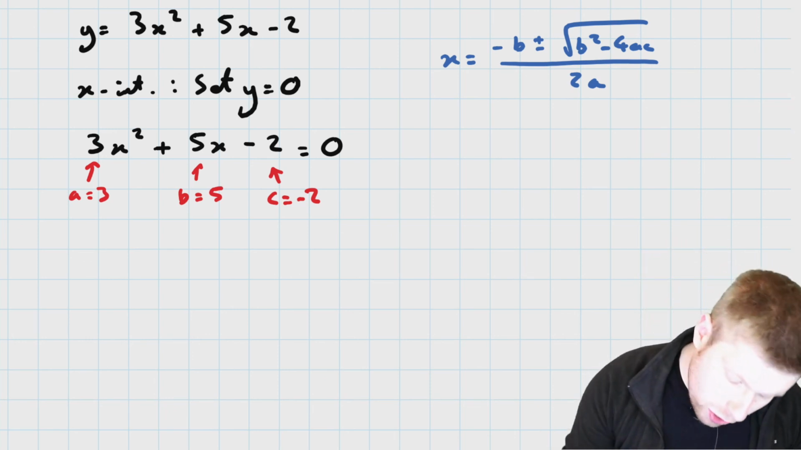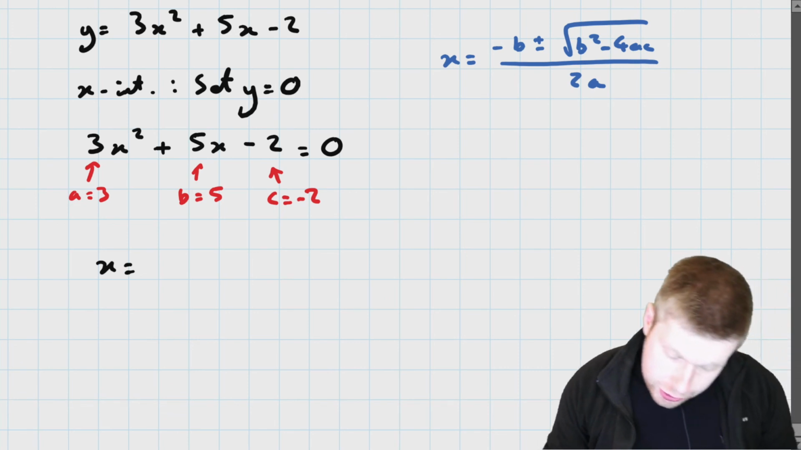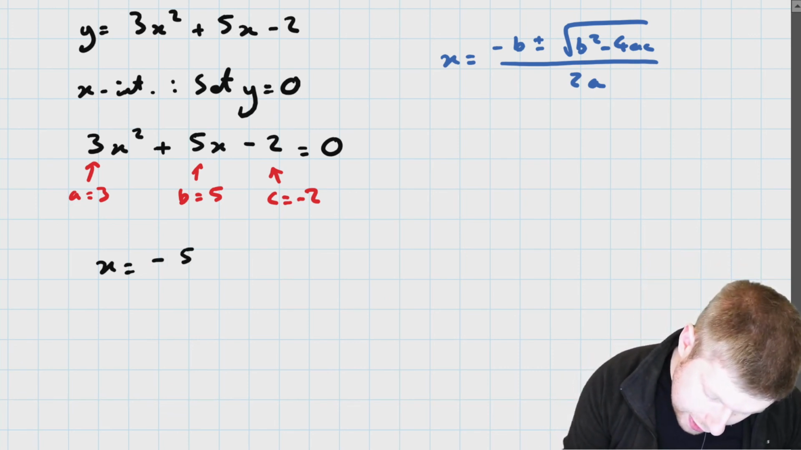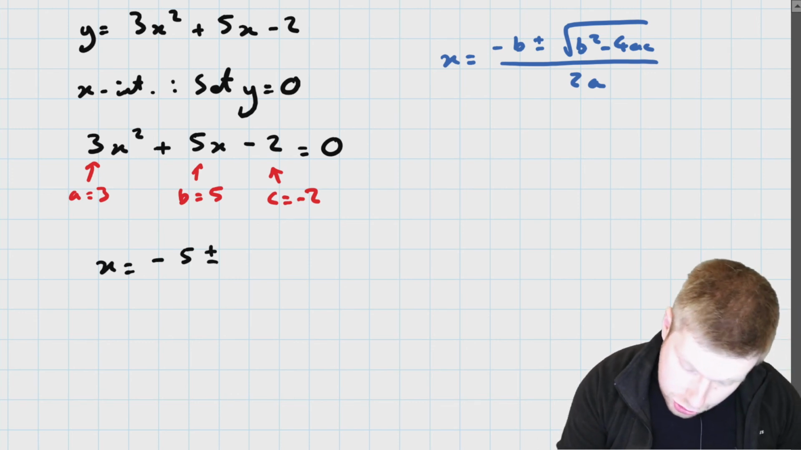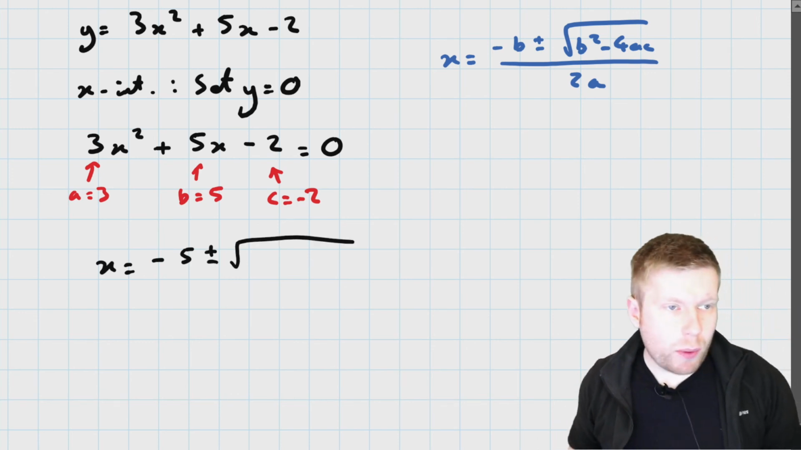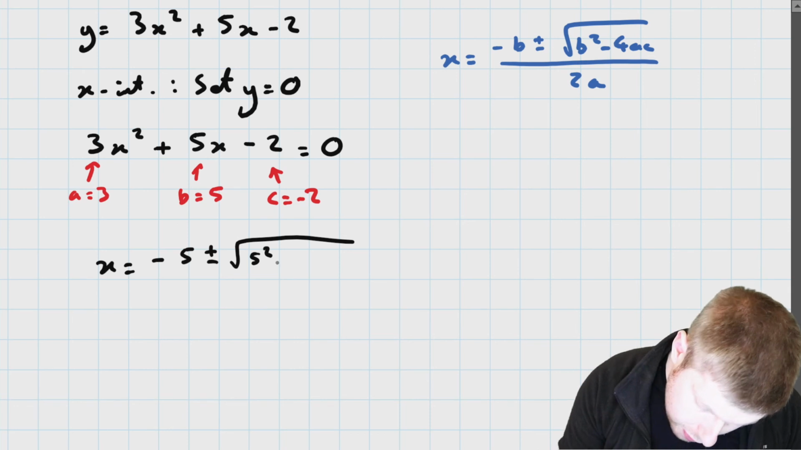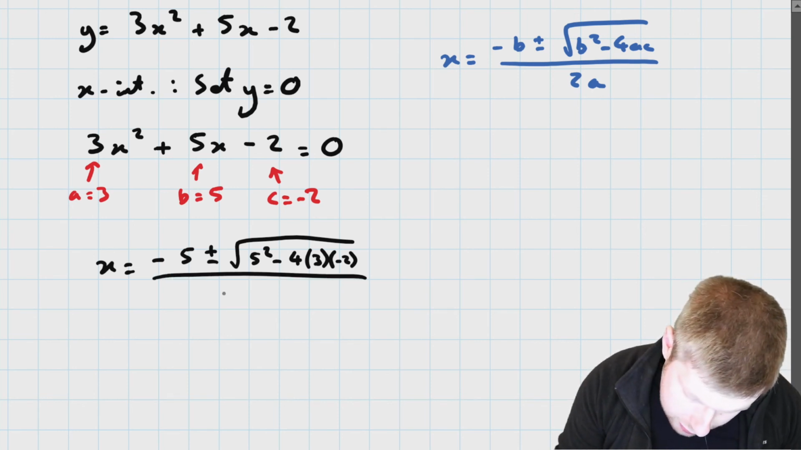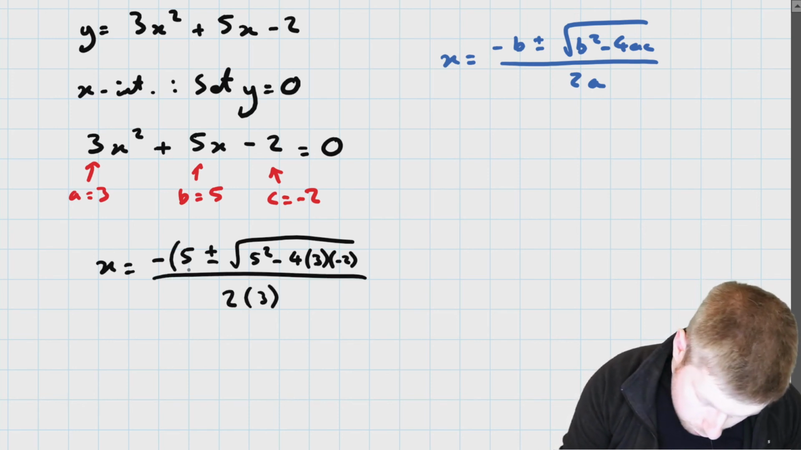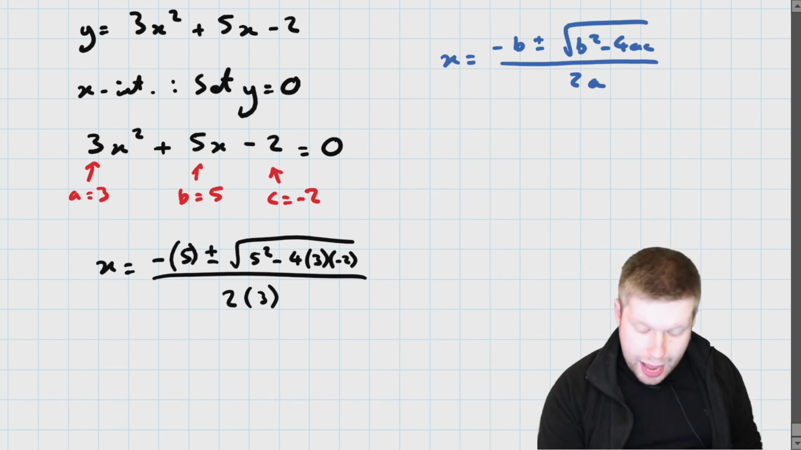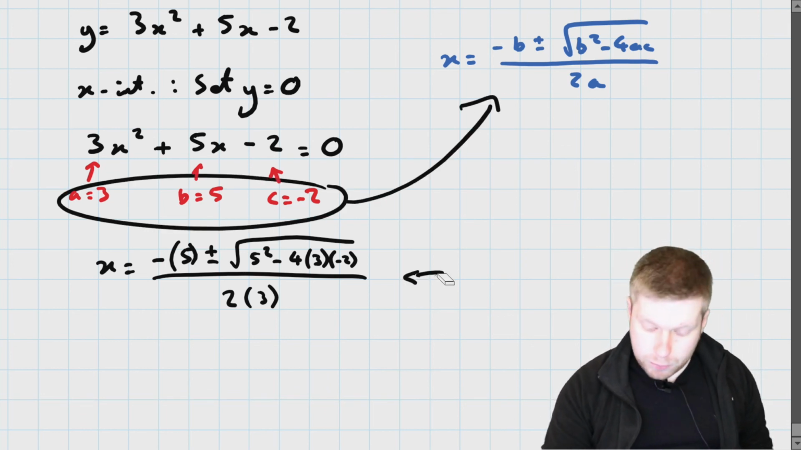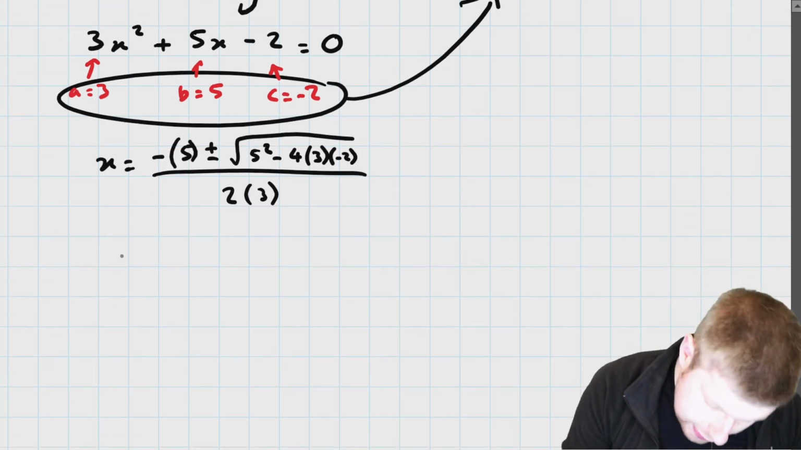So now all I need to do is stick this in my quadratic formula. So my b is 5, so therefore if I stick negative b in, it'll have negative 5, plus or minus the square root of, well, I have b squared, which is going to be 5 squared, minus 4 times a, which is 3, times c, which is negative 2, all divided by 2 times a, which is 2 times 3. Okay, so I've literally just stuck my a, b, and c into this formula, and that's how I've got this line here.